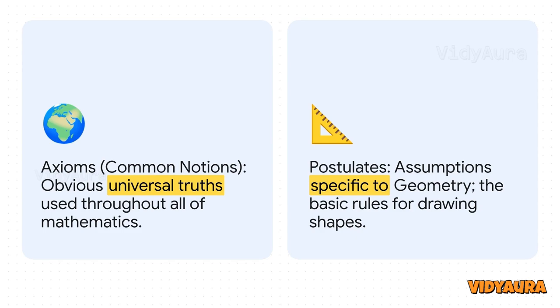Here's the difference. Axioms are like universal truths. They apply to everything, not just math. For instance, the whole is greater than the part. That's true if you're talking about a pizza or a number, right? But postulates, those are the special rules that apply only to geometry. They're the basic rules for how we can draw and work with shapes.